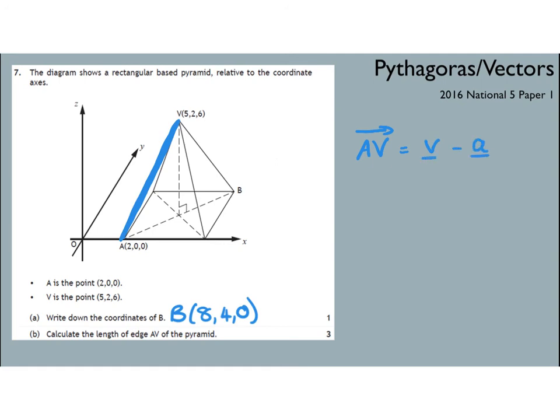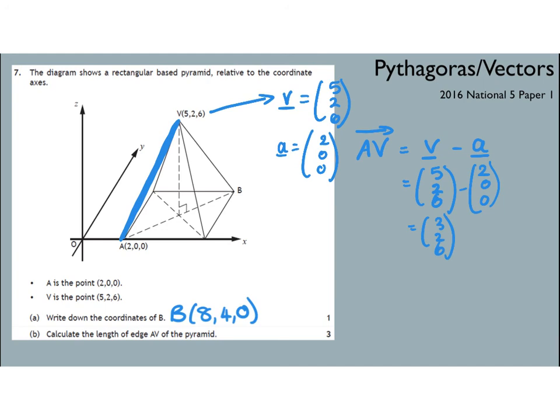Okay, so I just need to think, what would the position vector be? It would be 5, 2, 6. Remember, that's how we would get from the origin to the point V. And for A, it would be 2, 0, 0. Okay, so that's what I'm going to use over here in my working out. Okay, so there's my vector for A to V, and when we're finding the length of that vector, that is the magnitude.